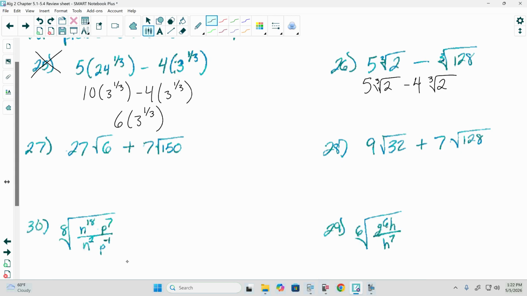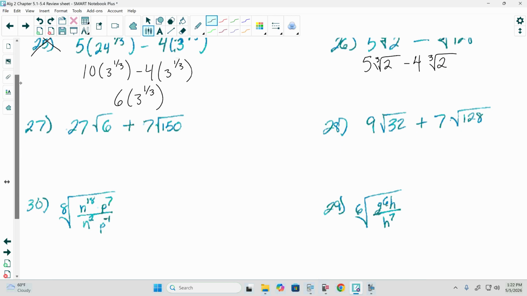And since we're able to rewrite these so they both have a cubed root, these are the same, so we will subtract the coefficients. 5 minus 4 is 1. So we have 1 cubed root of 2, or we would just say the cubed root of 2. Questions on these here?